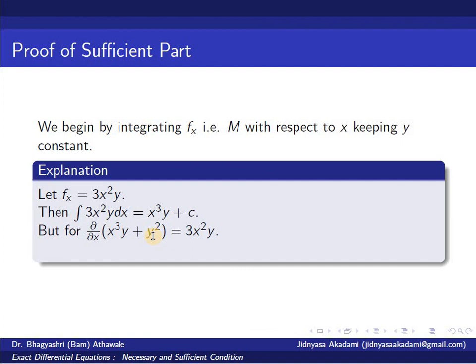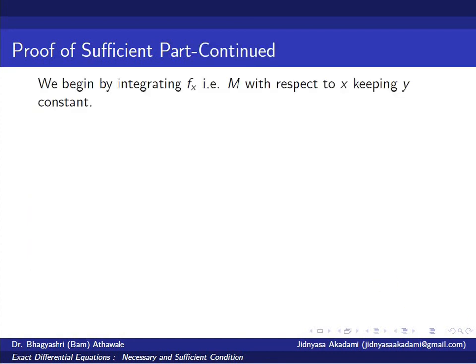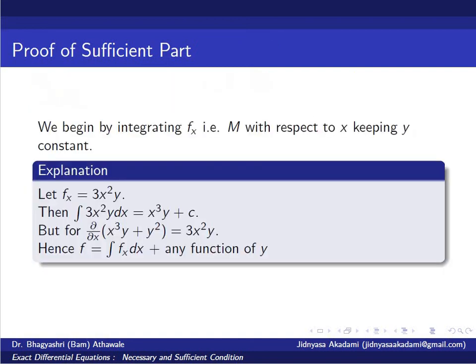So, this can be my f also. And why only y²? c can be any function of y. That's why if one partial derivative is known to us, we can say that the function is nothing but integration of that partial derivative with respect to x plus any function of y. And this is the basic idea of our proof.